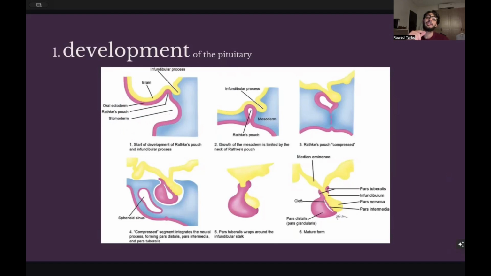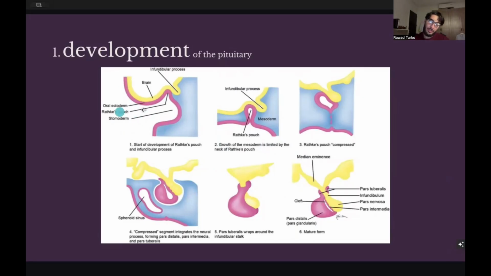But the posterior pituitary, or the neurohypophysis, is actually coming from neuroectoderm. It's the same thing that forms the rest of the nervous system, and this is basically an extension, I guess, of the median eminence that you see here. Okay, that's forming the hypothalamus. Okay, so this is eventually what's going to form.